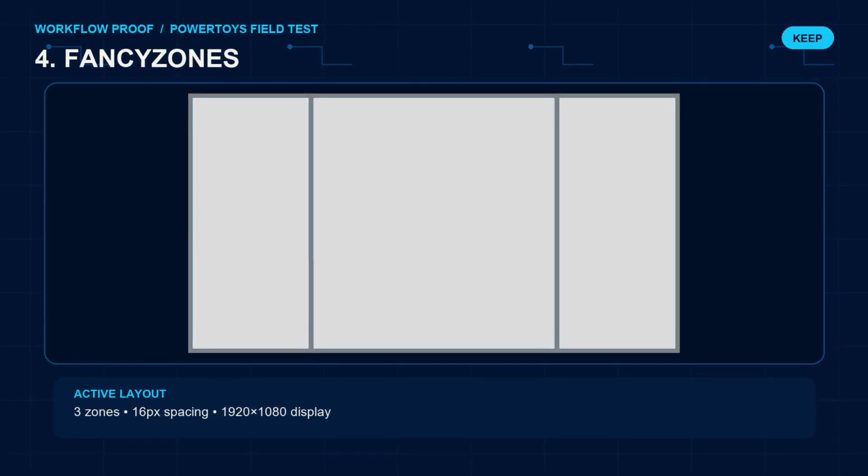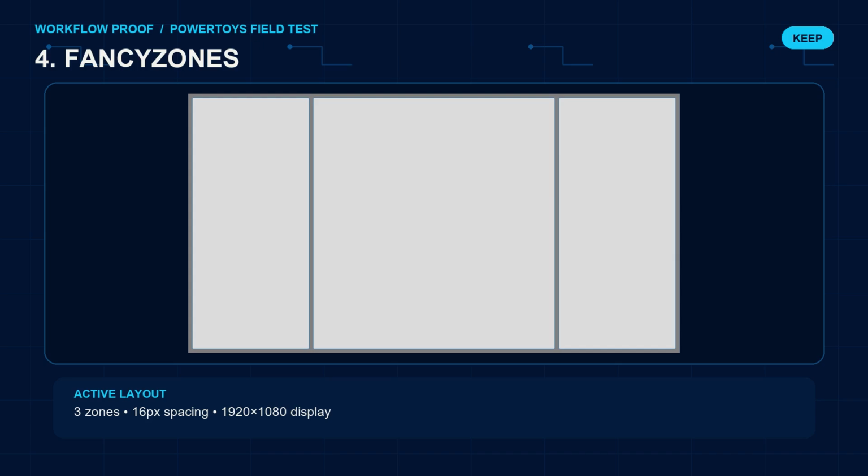There is setup cost, and a complex layout can become its own form of clutter. The winning configuration here is deliberately small. 3 zones, 1 screen, 1 repeatable purpose. The layout applied correctly, and the simplest version is likely to save effort every week.